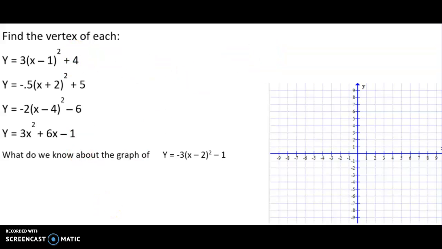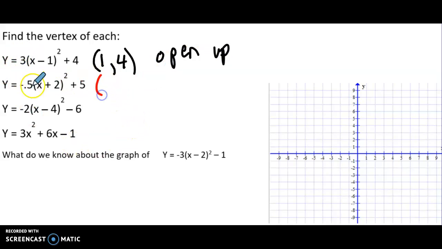When it's given in vertex form, I just want to make sure you're able to find it. This 3 doesn't mean anything to the vertex. The vertex here is (1, 4). This is going to open up because 3 is positive.